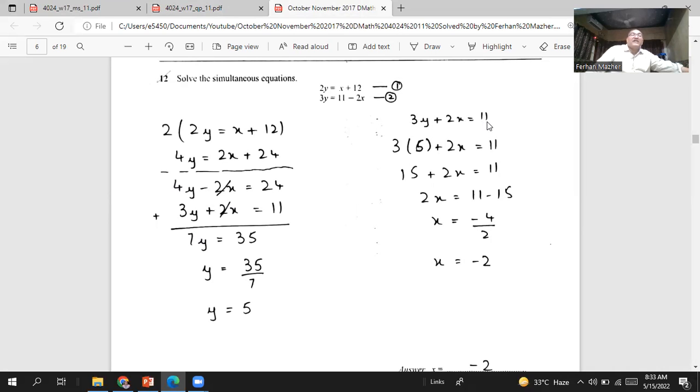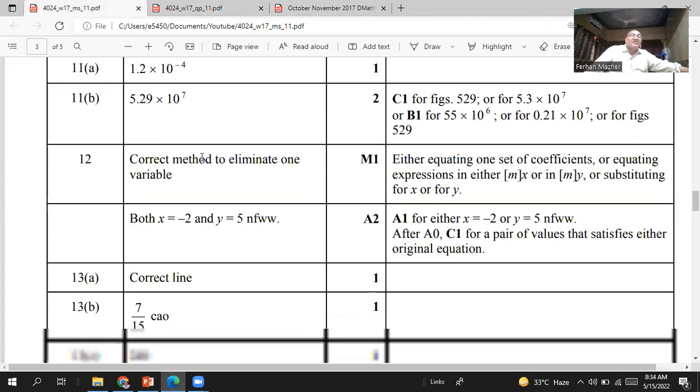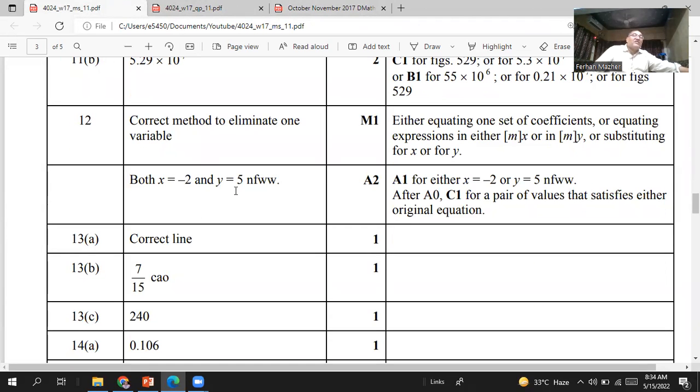And 3y plus 2x equals to 11. So 3 into 5, that is 15. 15 plus 2x equals to 11. And 2x is equals to 11 minus 15. X will be equals to minus 4 by 2. And x will be equals to minus 2. So very simple. Simultaneous equation 3 marks question. X is minus 2 and y is 5. Our answers are right, sir.